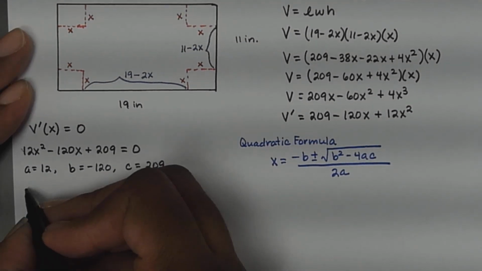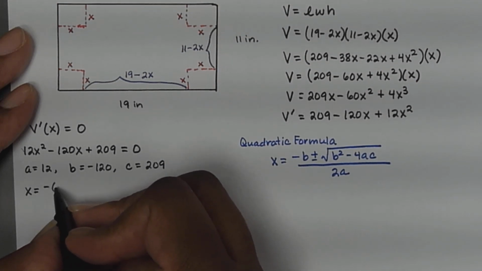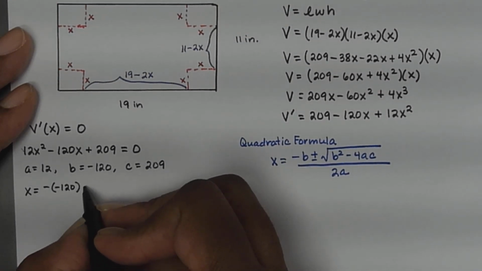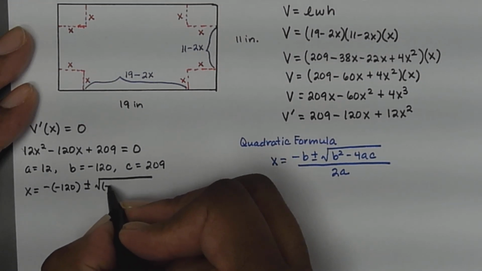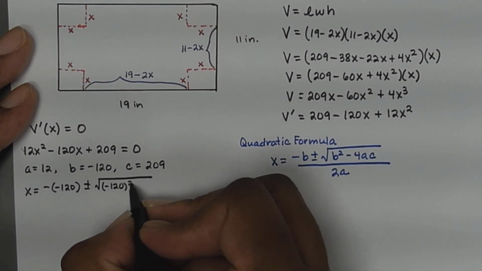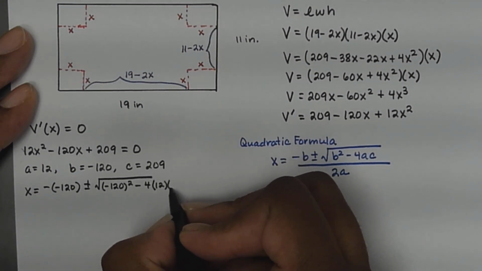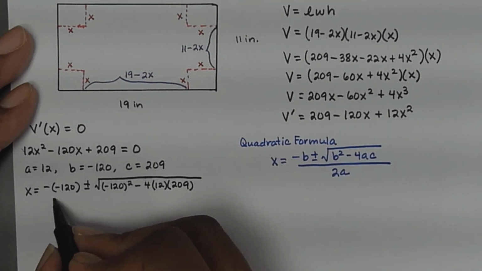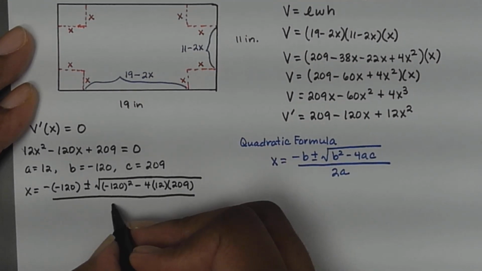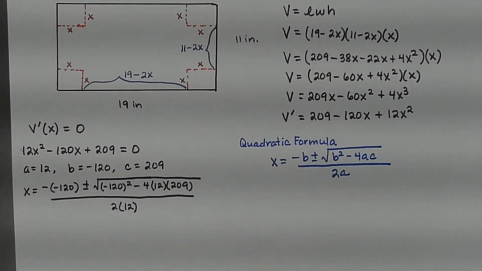So that means here, x is equal to negative of negative 120 plus or minus the square root of b, which is negative 120, and that's squared, minus 4 times a, which is 12, times c, which is 209. And all that's divided by 2 times a, and a is 12, so it'll be 2 times 12 in the denominator.